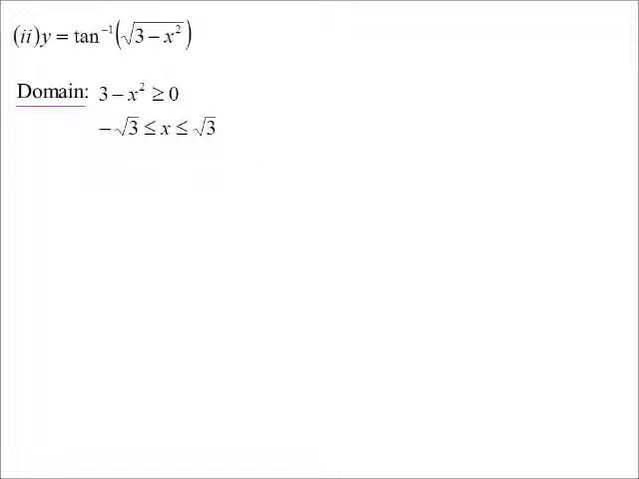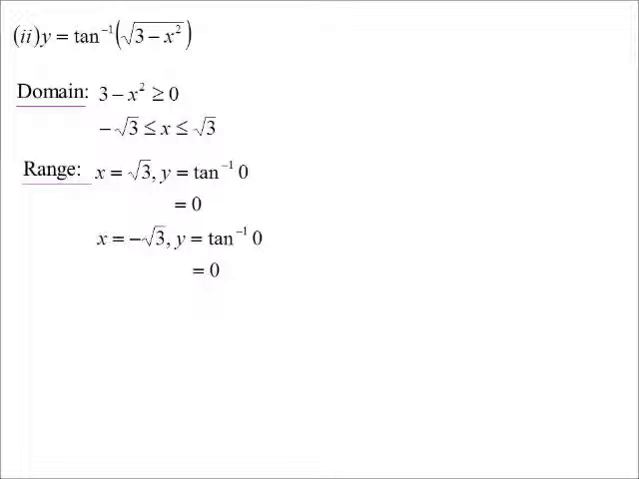Now to work out the range. The range was normally minus pi on 2 to pi on 2, but that's when we had the complete domain. We've got a restriction in the domain. So let's test the endpoints and see what values they are. So when I sub in root 3, I get 0. Obviously, I get the same with minus root 3 because x is squared. All right, well, I certainly know it's not going to be a flat line going from 0 to 0.